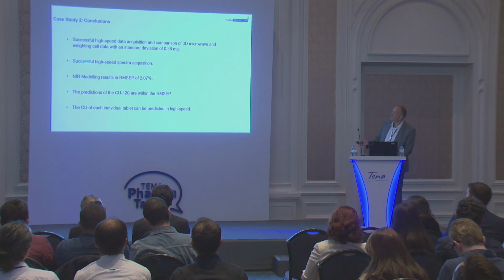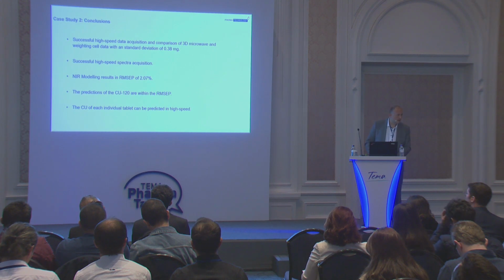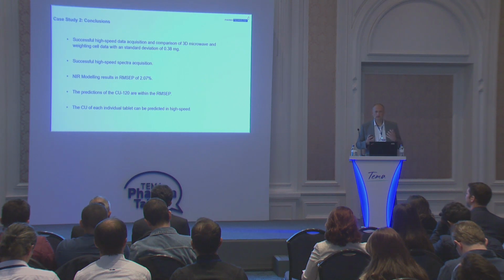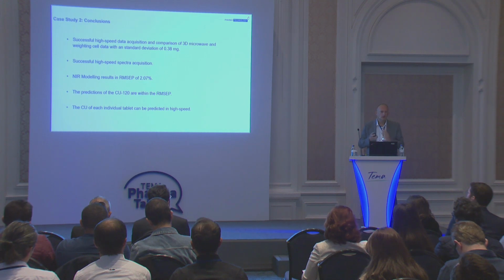So we performed successful high-speed spectral acquisition again on these tablets. The NIR model results in an RMSEP of 2.07%. That means the predictions of the CU120 are within the required root mean square error of prediction. And we can say that the CU of each individual tablet can be predicted at high speed. Because I was facing these questions from some of you already, this customer is going to use the machine for real-time release. This is the way he wants to use the machine.